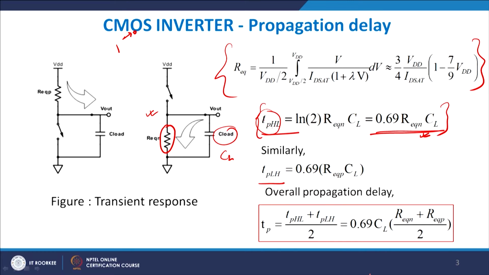Similarly, when we discuss output low to high, TPLH equals 0.69 R equivalent P into CL. You see it is R equivalent N here because the output is going from 1 to 0, and it is R equivalent P when the output is going from 0 to 1. The overall propagation delay is (TPHL plus TPLH) by 2. We take the average of these two; CL is common, so you take it outside, and then it is (R equivalent P plus R equivalent N) by 2.